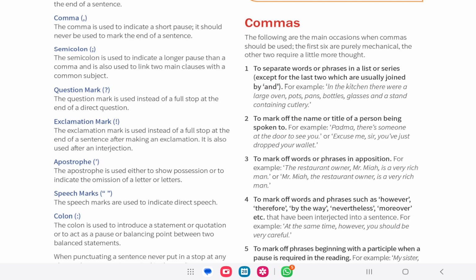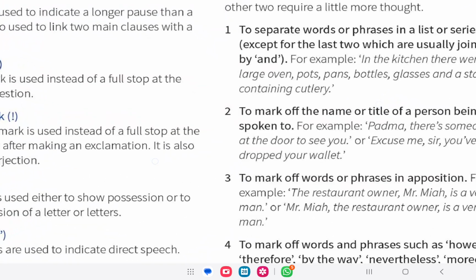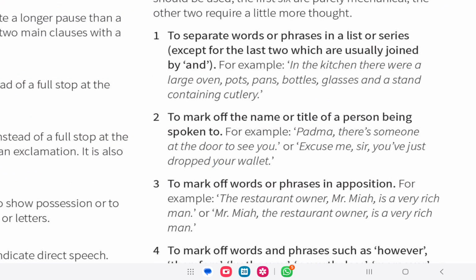The following are the main occasions when commas should be used. The first 6 are purely mechanical, the other 2 require a little more thought. Now let's have a look at the first one. First one is to separate words or phrases in a list or series, except for the last two, which are usually joined by and.